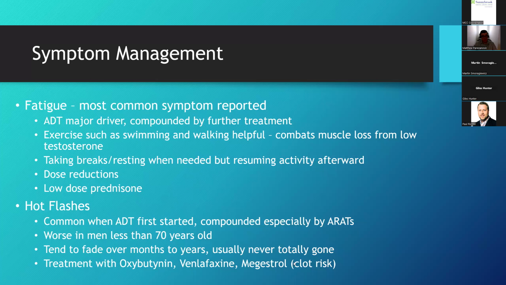Hot flashes are a very common concern, especially when ADT is started, and definitely compounded by the ARAT addition. It's definitely worse in men younger than age 70 in my experience. It does tend to fade over months to years, but usually never totally goes away. We have resorted to treatments with oxybutynin, venlafaxine, and megestrol, but these do have their own risks, especially clot risks with some of them, and also add further side effects.